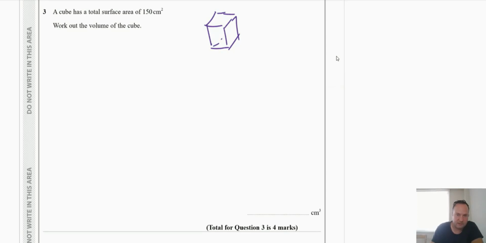So we need to consider that all sides of a cube have a length of x. So we can see the volume is simply just going to be x cubed. But we need to know what x is. Now, hopefully you'll have noticed that there's 6 sides to the cube.